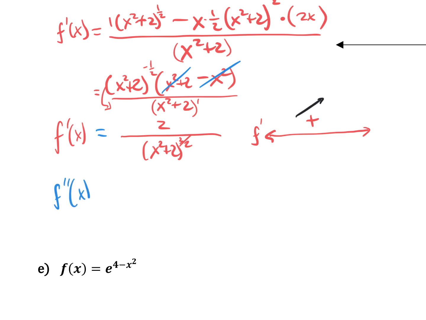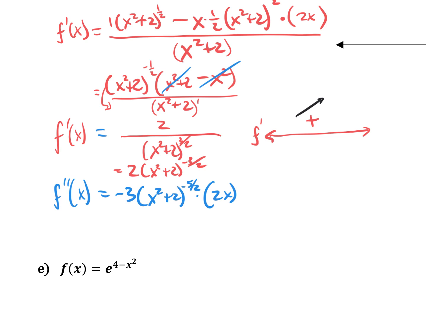So second derivative, we can rewrite this here as 2 times x squared plus 2 to the negative 3/2. So we rewrite there, and now we can use the chain rule. Drop the negative 3/2 down. Negative 3/2 times 2 is negative 3. Times x squared plus 2, negative 3/2 minus 1 is negative 5/2. Times derivative of the inside, which is 2x. All right? Yeah, that's it there.